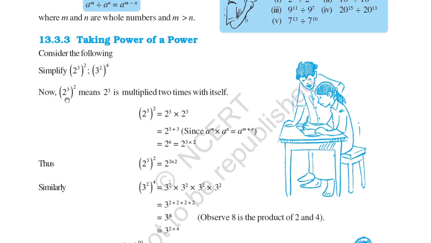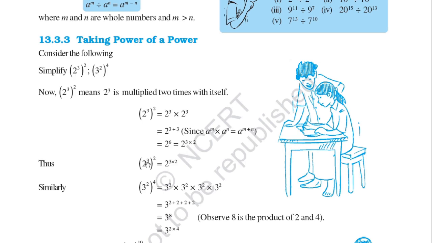Now 2 to the power 3, whole to the power 2, means 2 to the power 3 is multiplied 2 times by itself. So when you do 2 to the power 3 into 2 to the power 3, you get 2 to the power 3 plus 3, since you know from above that when multiplying, the exponents are added. So it becomes 2 to the power 6, that is 2 to the power 3 into 2. So when 2 to the power 3 is raised to the whole power 2, you multiply the powers, that is 2 to the power 6.